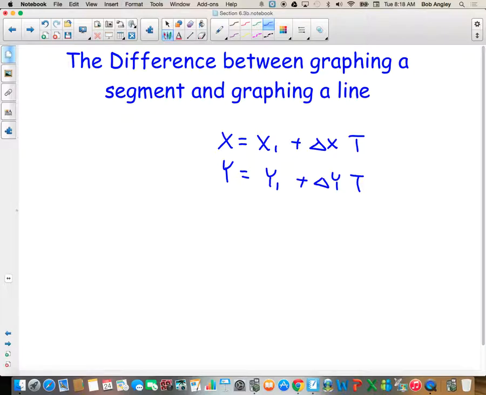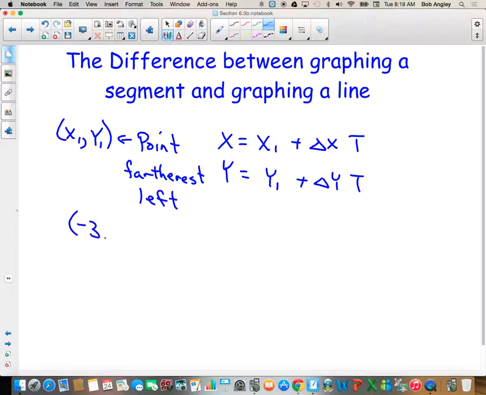Now the x1, y1 that it's talking about here is a point on the graph that you're given, and you want it to be the point farthest left. Now, when you're given 2 points, let's say we were given a point negative 3, 4, and a point 6, negative 2. How can you tell which one of those is farthest left? Negative 3, 4, because it's the one with the smaller x coordinate, right?